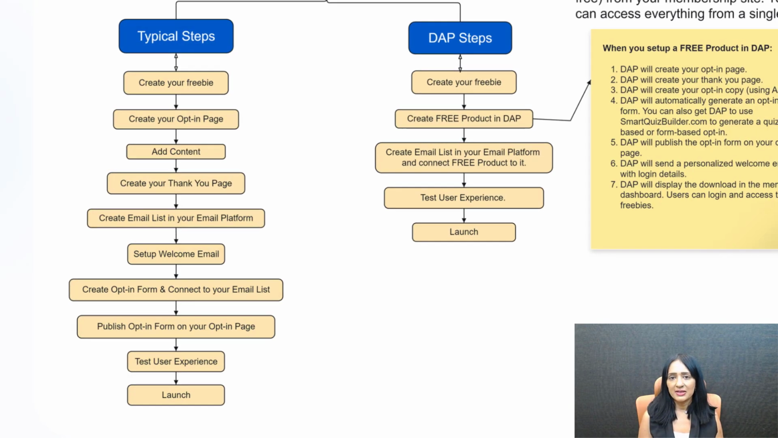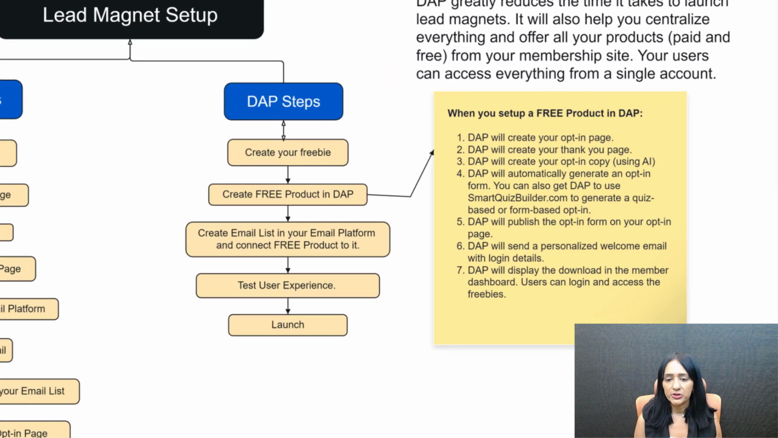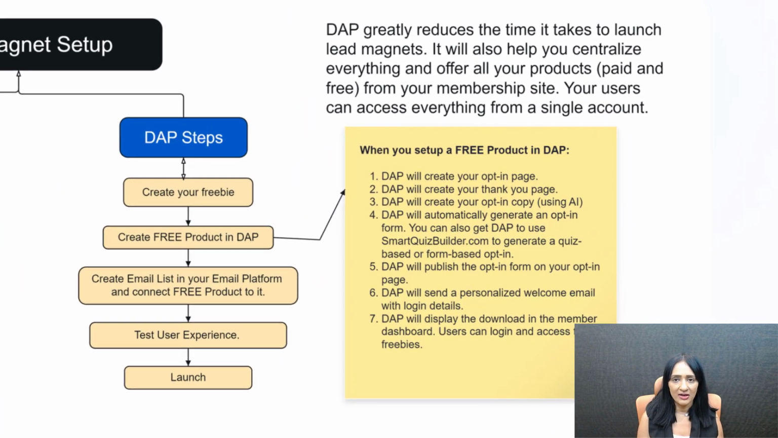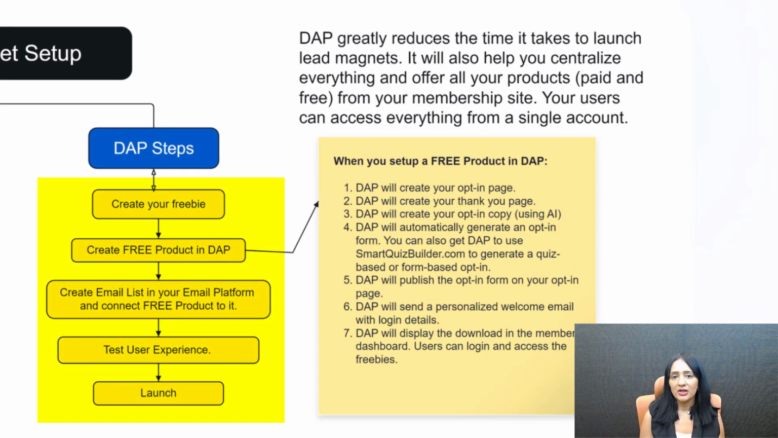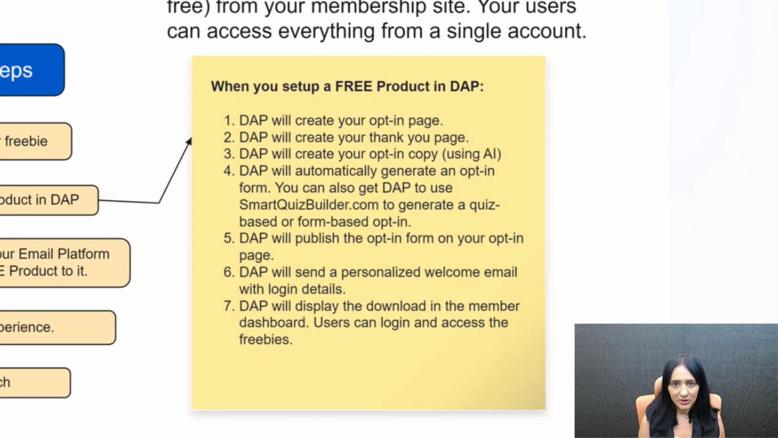So what we have done now in DAP is a lot of these things will be done for you by DAP. So what DAP will do is once you create your freebie, right? Once you have your resource, all you have to do is create a free product in DAP. And when you create your free product, as part of the product creation process, you just have to answer a couple of questions about your product. DAP will do the rest for you. It will create your opt-in page. It will create your thank you page.